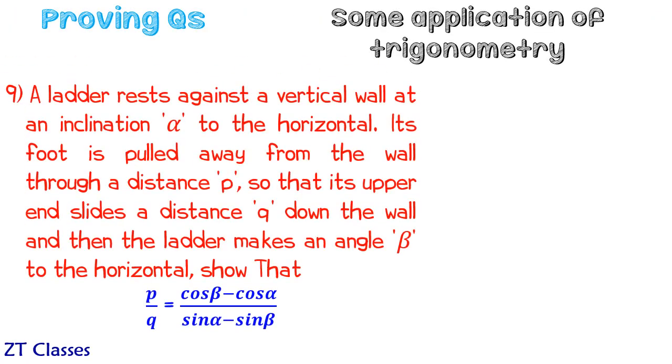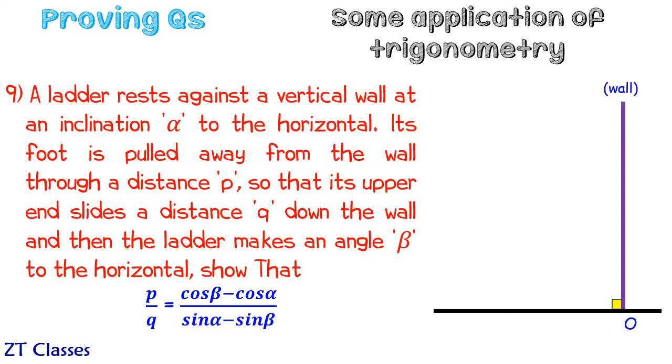Let's check the question. A ladder rests against a vertical wall at an inclination alpha to the horizontal. So we have the ground, and on the ground there is a wall. On this wall the ladder is resting. Let's say our ladder is AB, resting and making an inclination of alpha, that means the angle at point A is alpha.